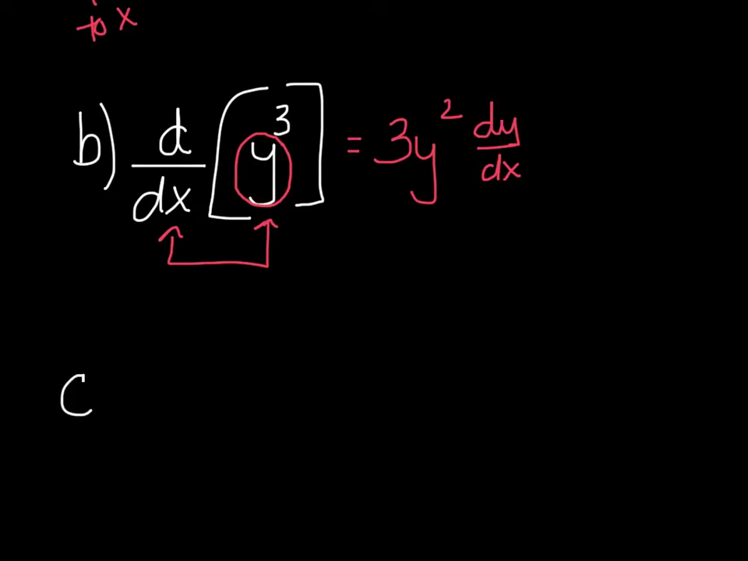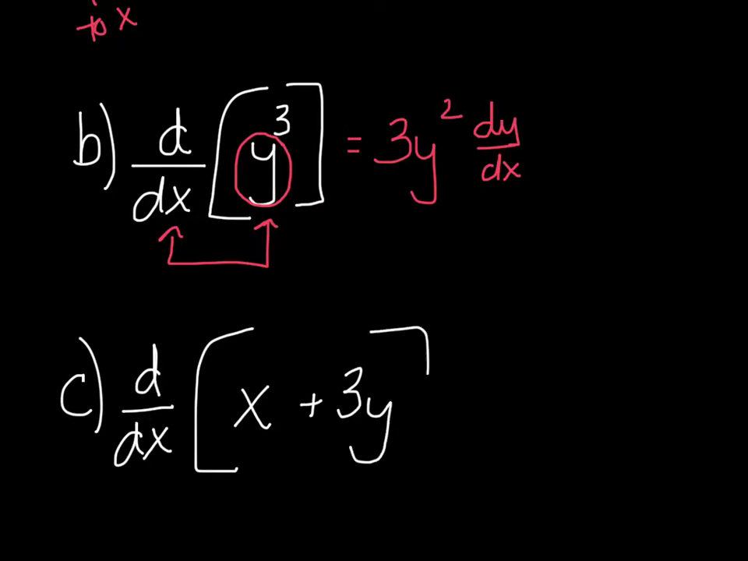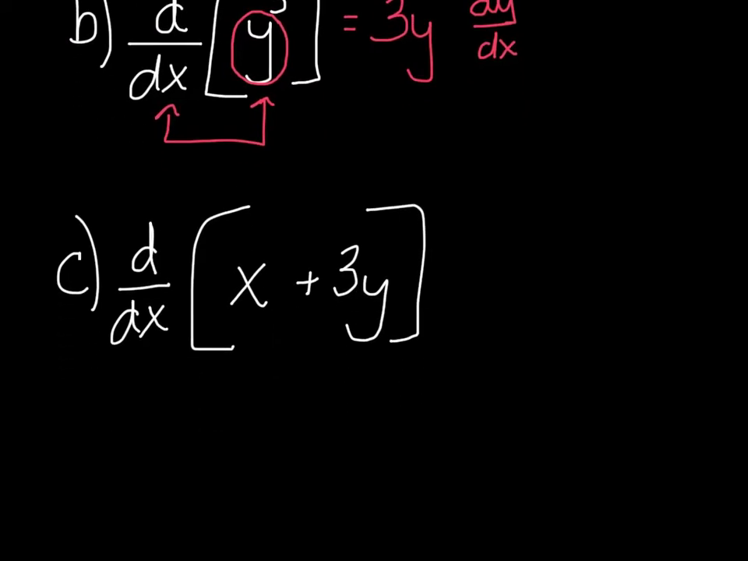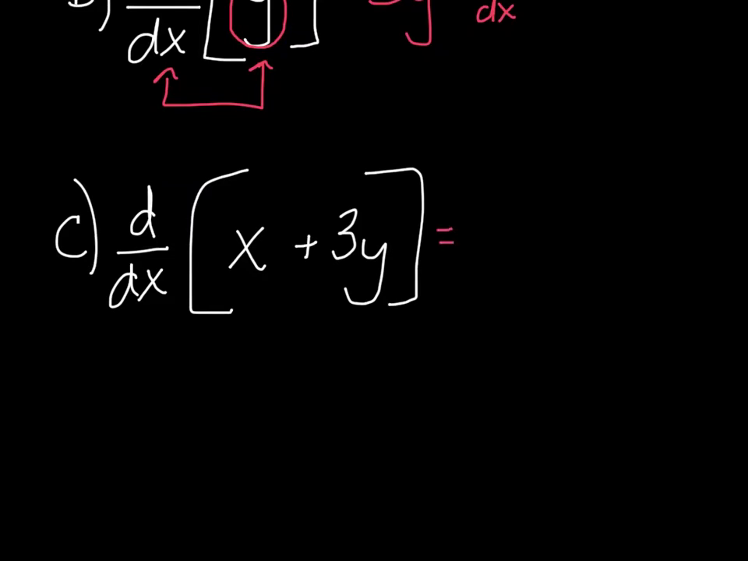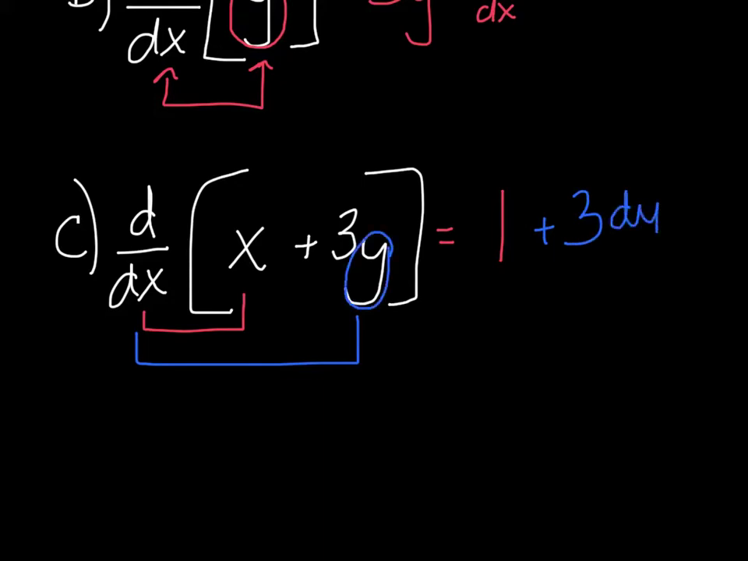Let's try another one. Take the derivative with respect to x of x plus 3y. So I'm just asking myself, do the variables match? Okay, here they match, so the derivative of x is just 1, nothing fancy. Here they don't match, so when I take the derivative of this, I'm going to have to add in, or multiply by, that dy dx. So the derivative of 3y is just 3, and then the derivative of my y is dy dx. So I get 1 plus 3 dy dx.